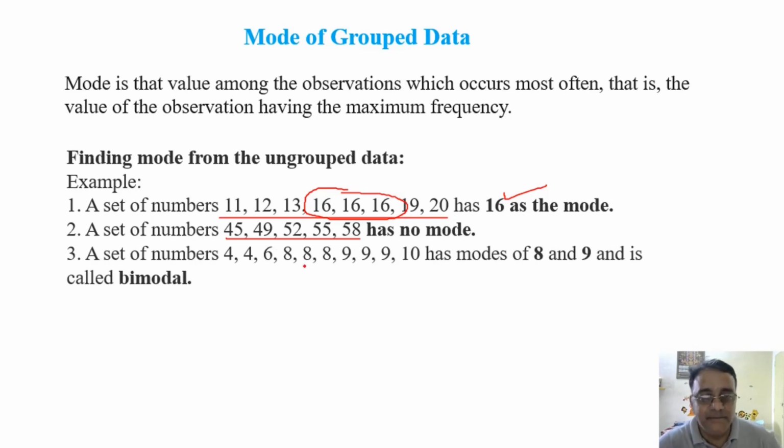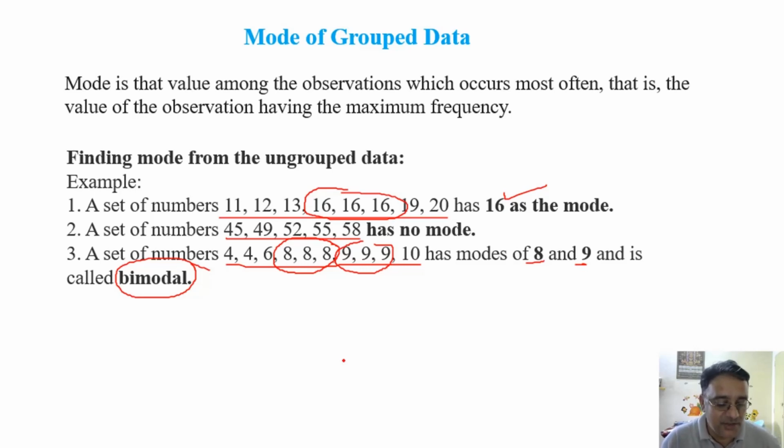Now a set of numbers 4, 4, 6, 8, 8, 8, 9, 9, 9, 10. It has two numbers which have maximum frequency, that is 8 and 9. So इसके दो modes हैं यहाँ पे. So इसको बोलते हैं bimodal situations. And in our syllabus bimodal situation is not there. So इसलिए don't worry, you will not get any bimodal situation in your questions. ठीक है, एक ही highest frequency रहेगा.